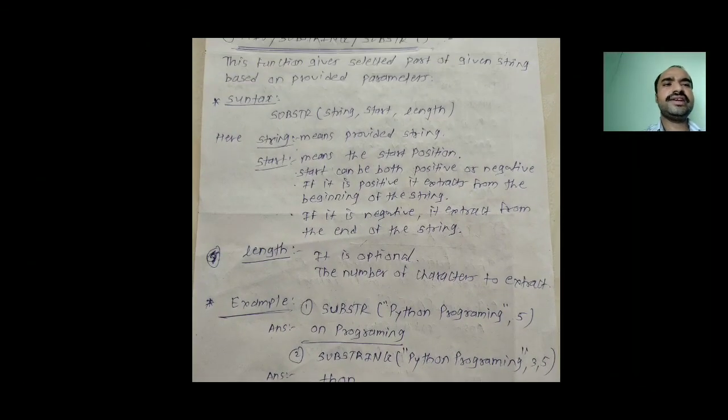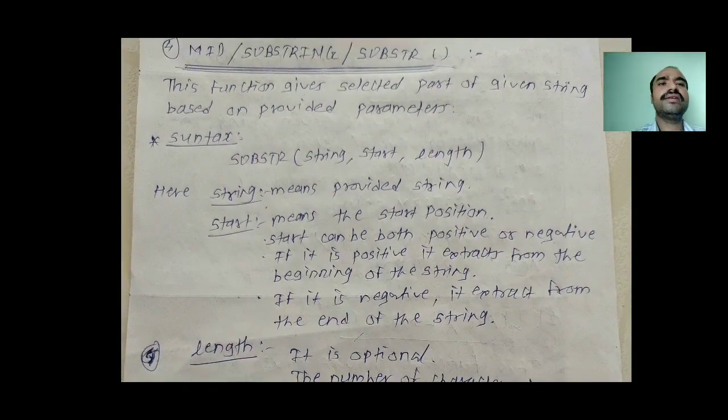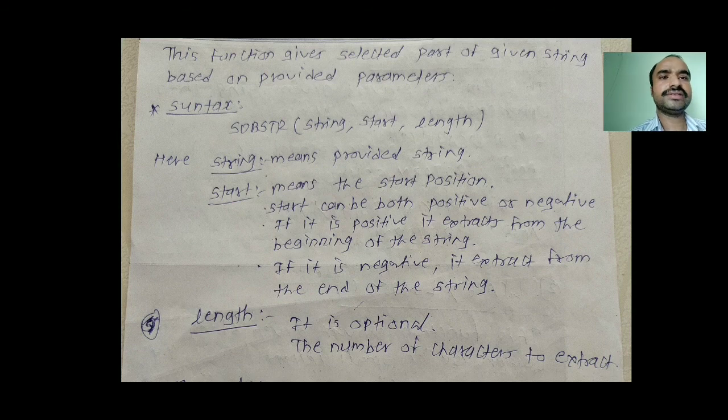Then the next function, the fourth function, is mid or substring. Sub means it will divide a string into two strings, and substr. So these three names are the same and the functionality is the same: mid, substring or substr. This function gives a selected part of a given string based on provided parameters. So let us take the syntax. The syntax is substr in brackets: string, comma, start, comma, length.